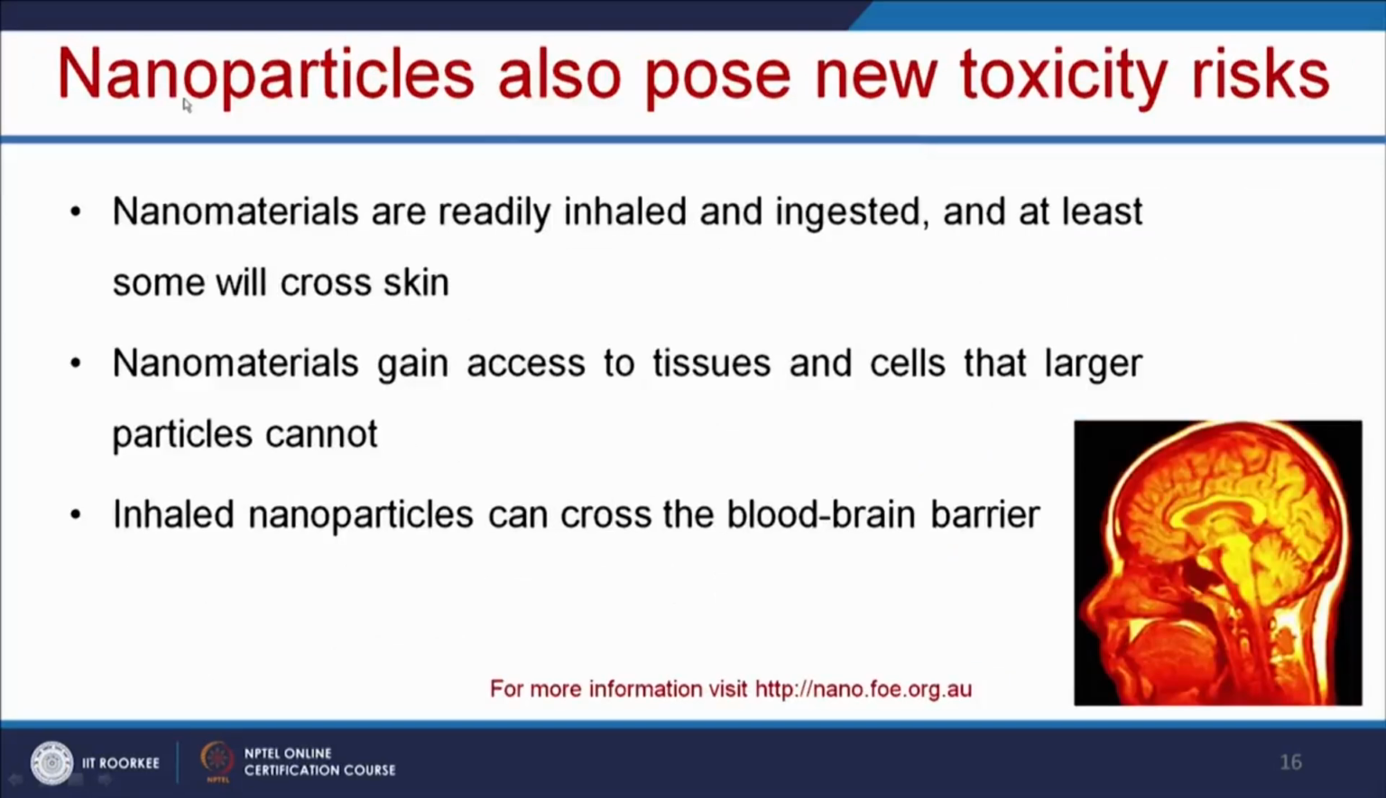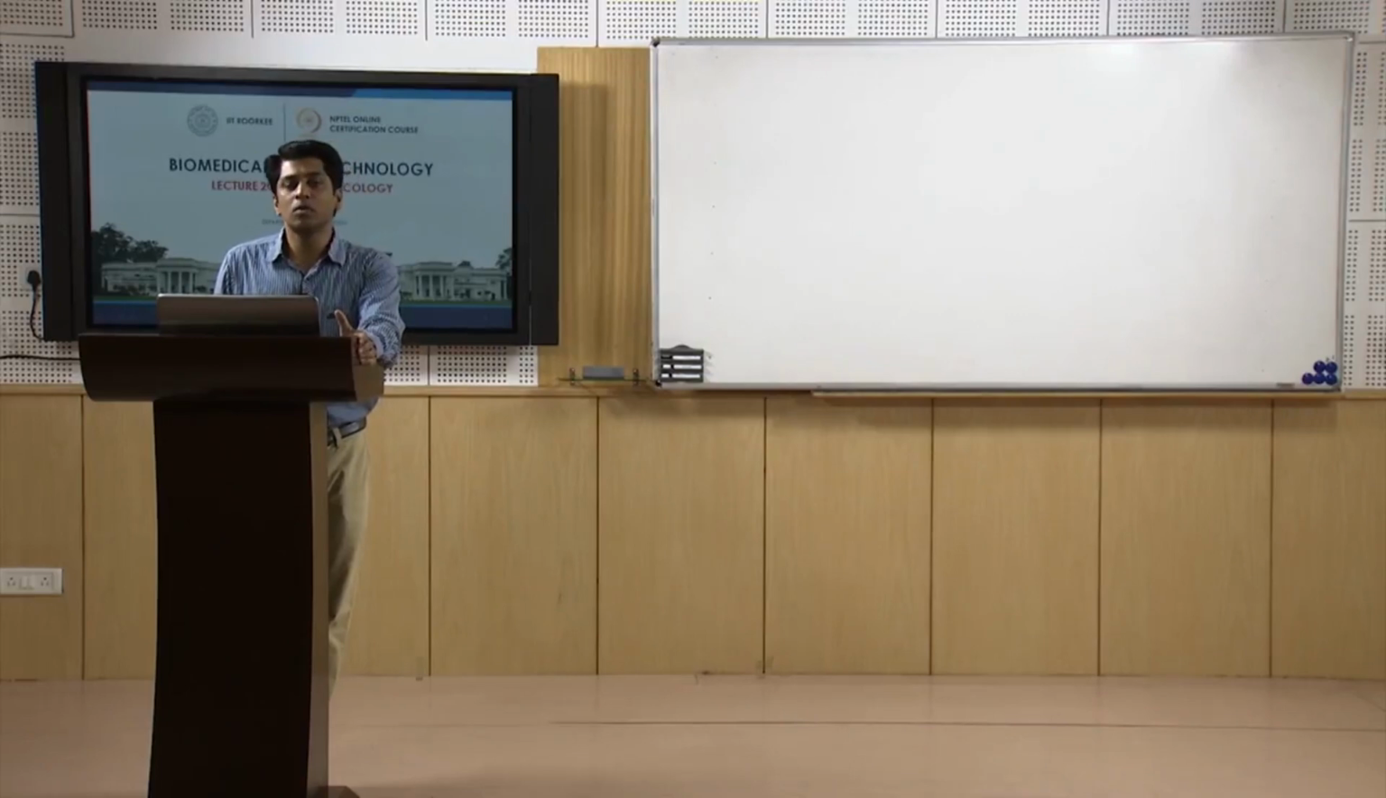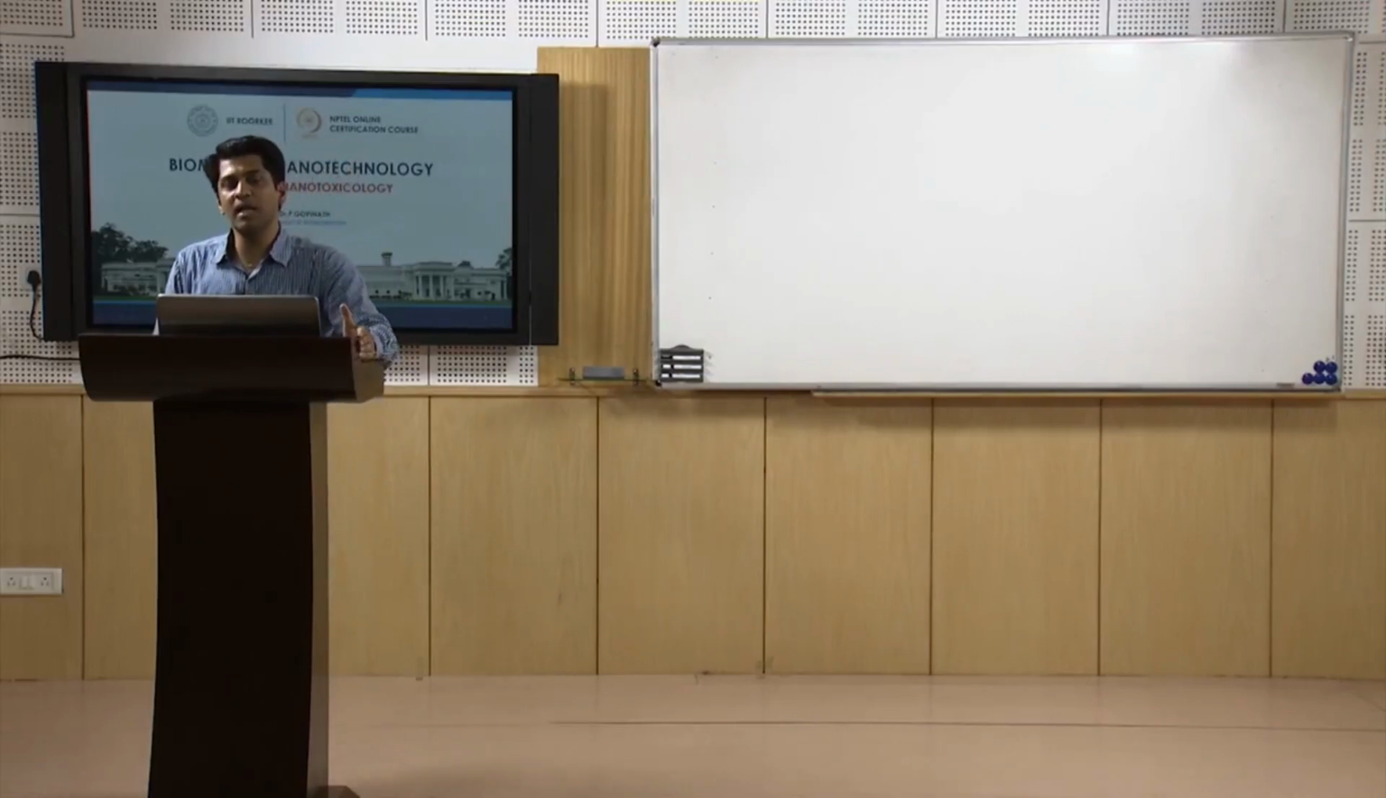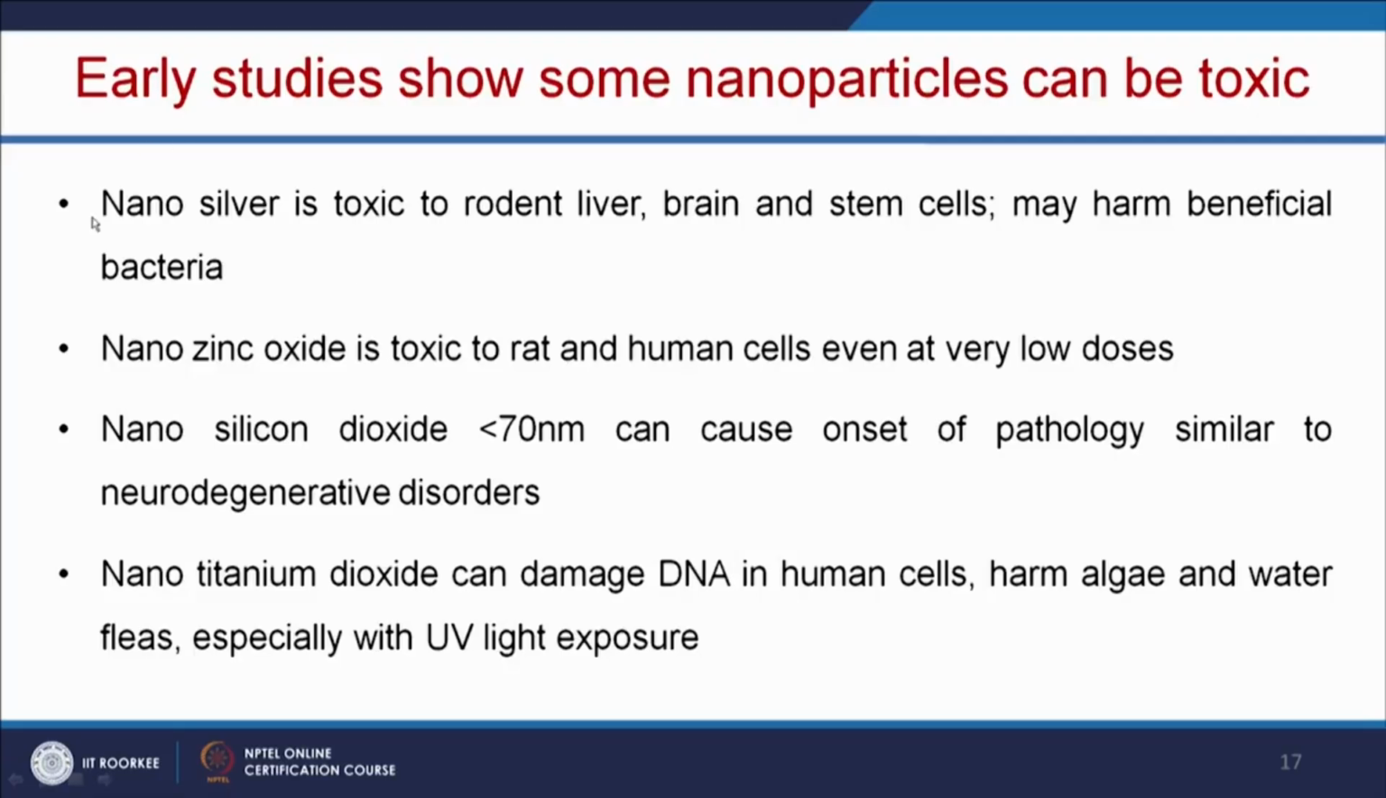Let us see some examples of how these nanoparticles pose new toxic risks. Nanomaterials are readily inhaled and ingested, and at least some will cross the skin, and nanomaterials gain access to tissues and cells more than larger particles. Inhaled nanoparticles can also cross the blood-brain barrier. That is an important property of these nanoparticles. Most other drugs cannot enter the blood-brain barrier, but these nanoparticles can cross it. Let us see some more examples.